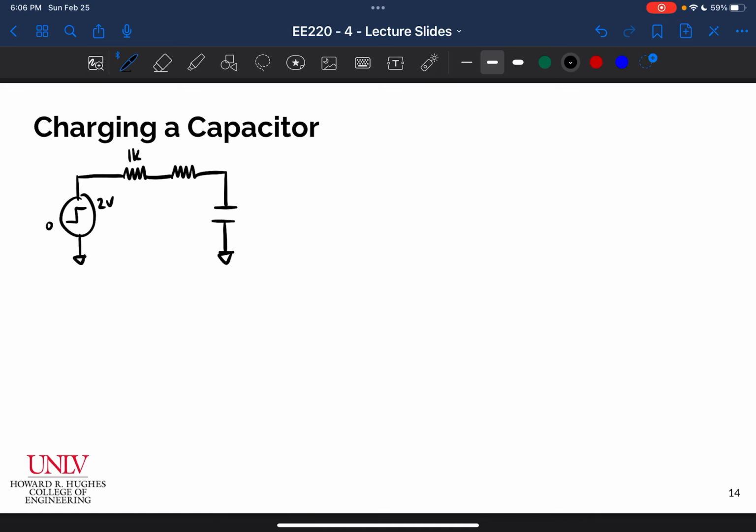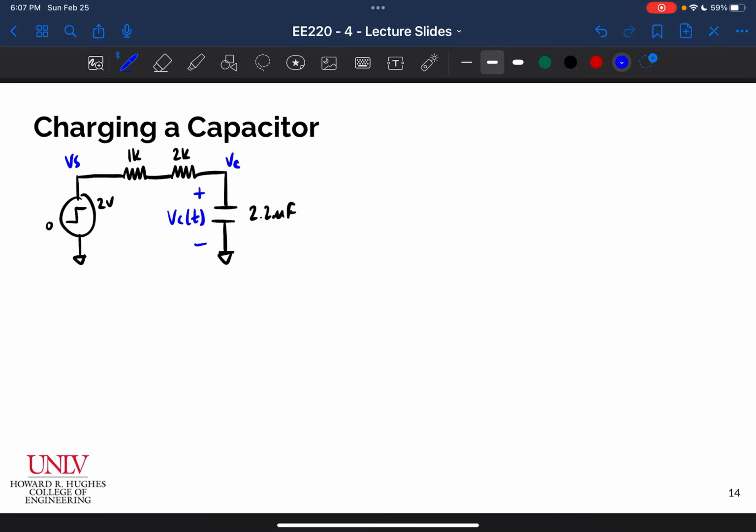I'll make this a 1K and this a 2K resistor. Let's just make this a 2.2 microfarad capacitor. And of course, this is VC of T, the voltage across the capacitor that I'm interested in. And then this is going to be my VS, and this is my VC.